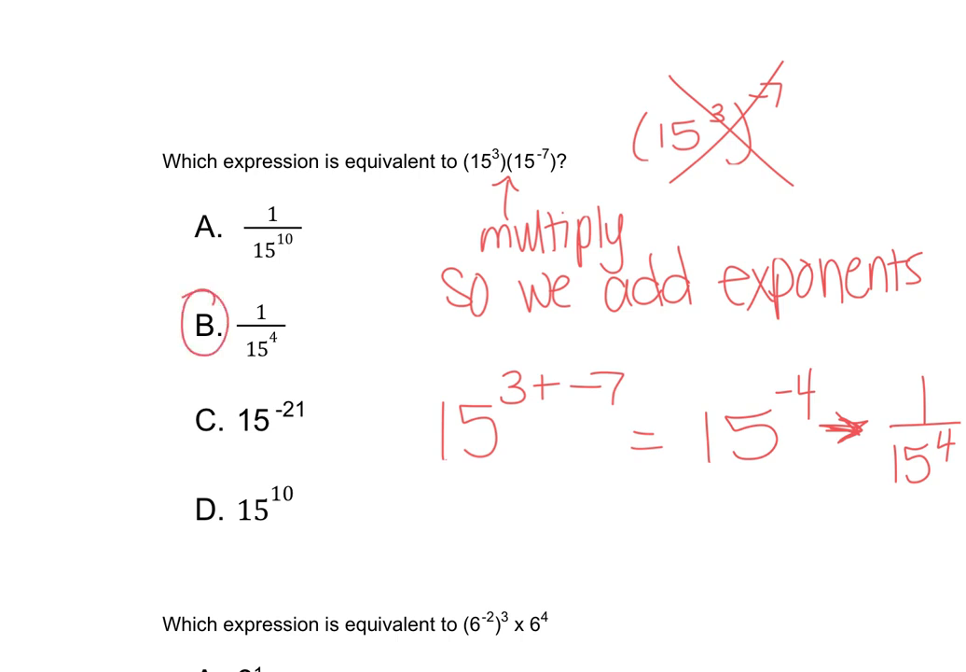They are trying to trick you by making you think with the parentheses that you're going to multiply. They're trying to trip you up on which rule to use. It is not one where you are multiplying the exponents. Here, you're adding the exponents.